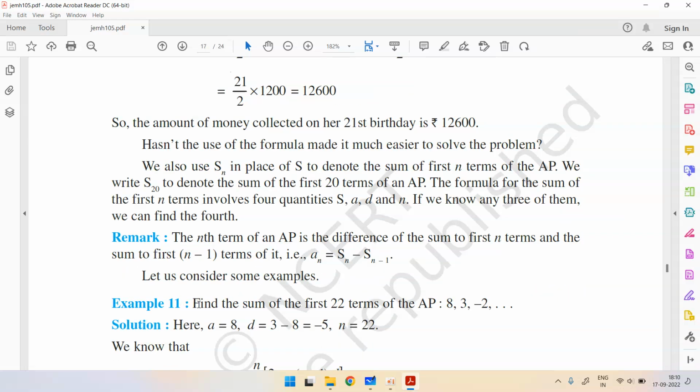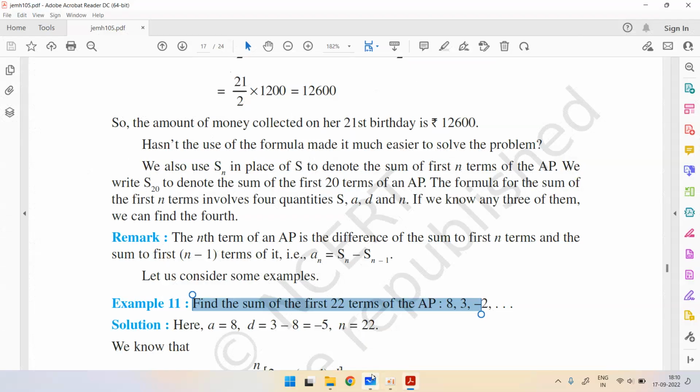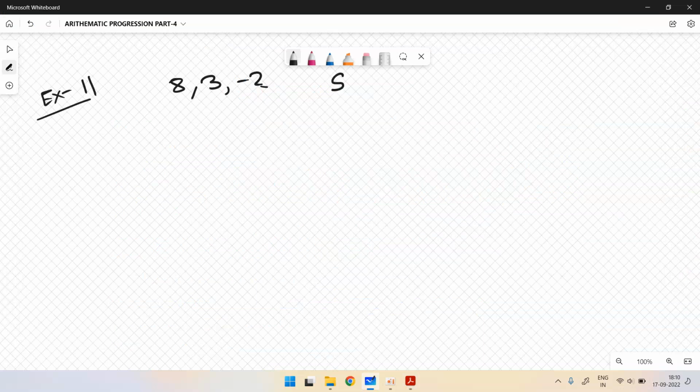Example number 11: find the sum of first 22 terms of an AP 8, 3, minus 2. The series is given as 8, 3, minus 2, an AP, and we need to find the sum till 22 terms.